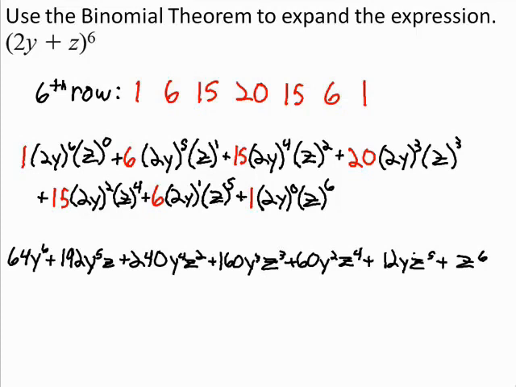The simplified expression is 64y to the 6th power plus 192y to the 5th power times z, plus 240y to the 4th power times z squared, plus 160y to the 3rd power times z to the 3rd power, plus 60y squared times z to the 4th power, plus 12y times z to the 5th power, plus z to the 6th power.